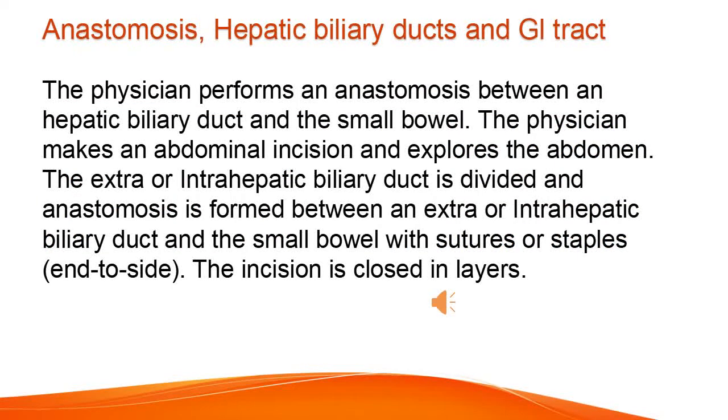Anastomosis, hepatic biliary ducts and GI tract. The physician performs an anastomosis between a hepatic biliary duct and the small bowel. The physician makes an abdominal incision and explores the abdomen. The extra or intrahepatic biliary duct is divided and an anastomosis is formed between an extra or intrahepatic biliary duct and the small bowel with sutures or staples, end to side. The incision is closed in layers.